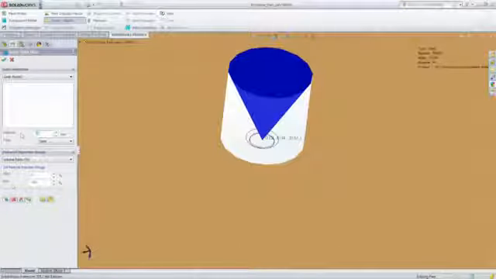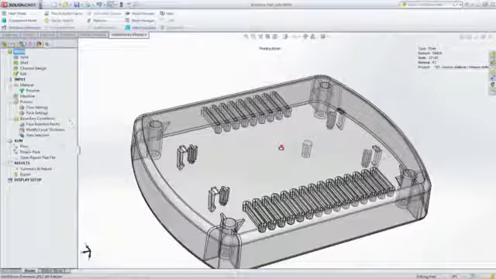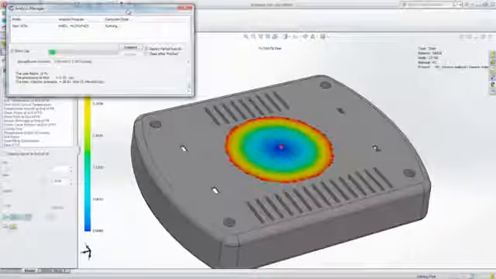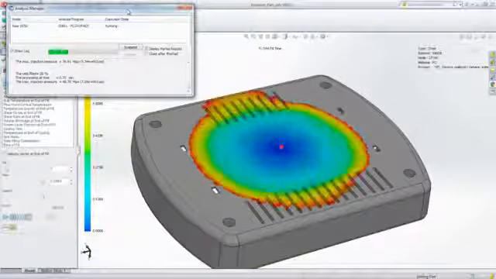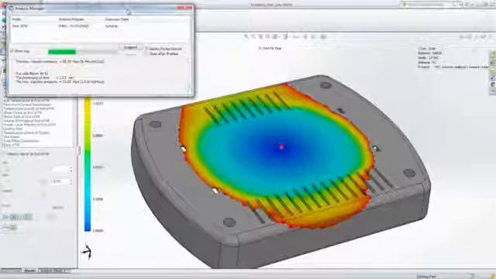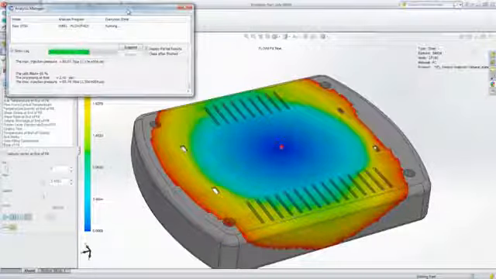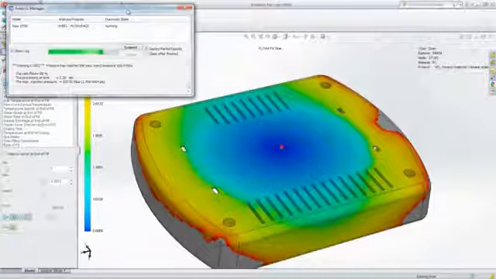The next step is to choose an injection location and run an analysis to determine whether or not your part will fill with melted plastic and if there are going to be any manufacturing defects. Being able to predict and eliminate those defects and avoid costly mold rework is what makes SolidWorks Plastics so valuable. In this particular case, the part does not completely fill. It's what we call a short shot.